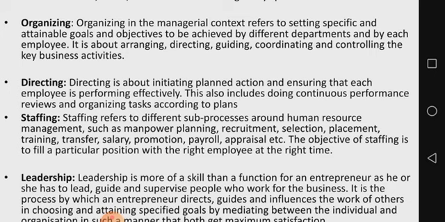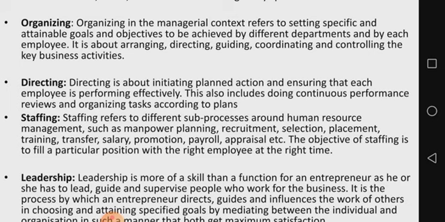Next, staffing. Staffing refers to different sub processes around human resource management, such as manpower planning, recruitment, selection, placement, training, transfer, salary, promotion, payroll, appraisal, etc. The objective of staffing is to fill a particular position with the right employee at the right time.